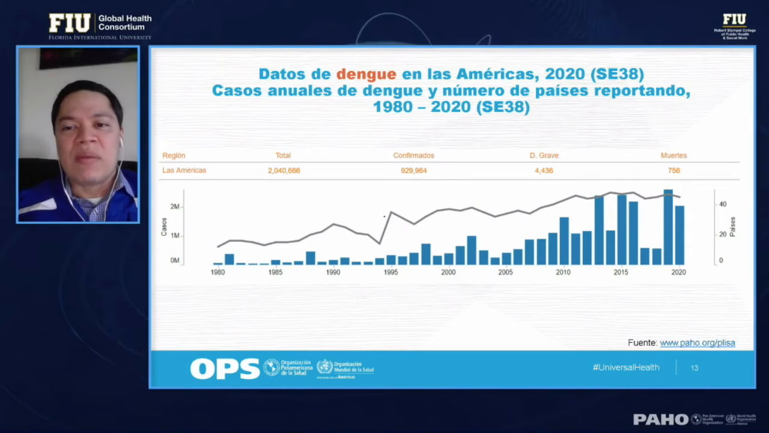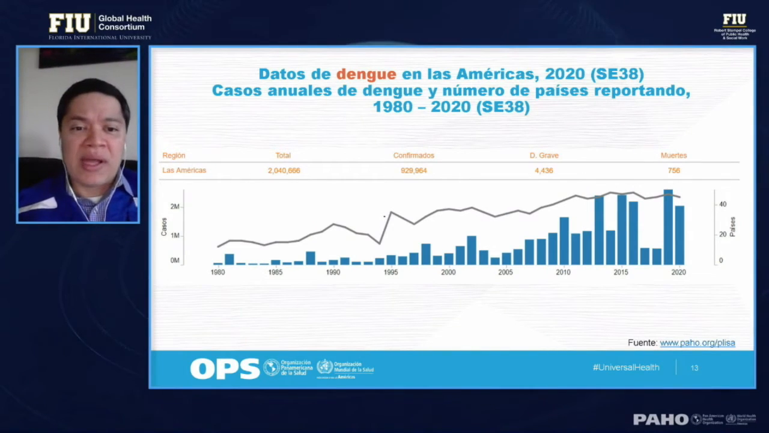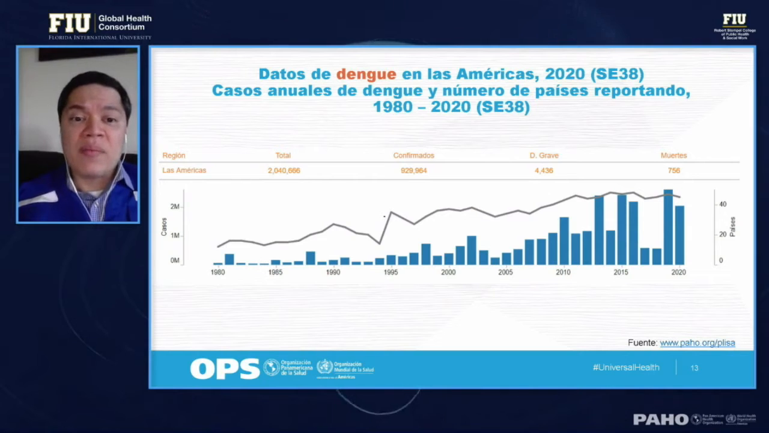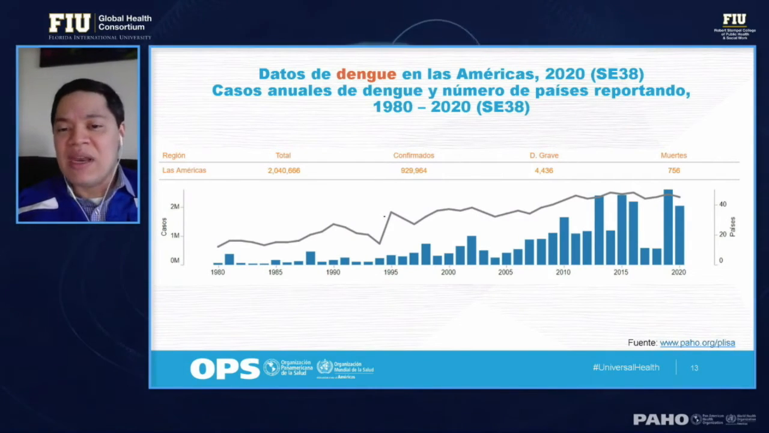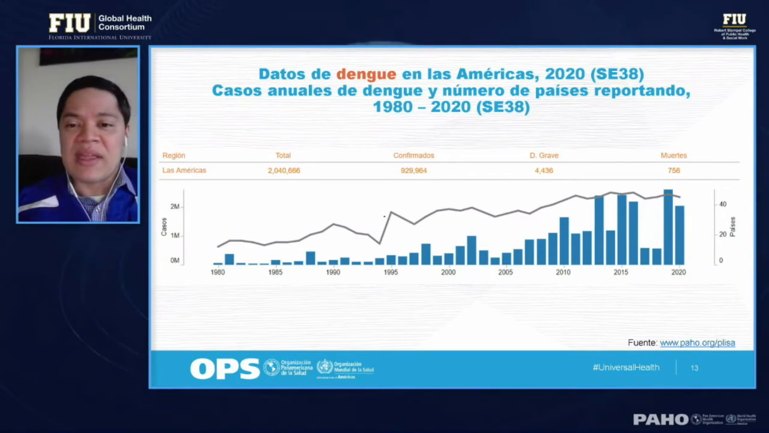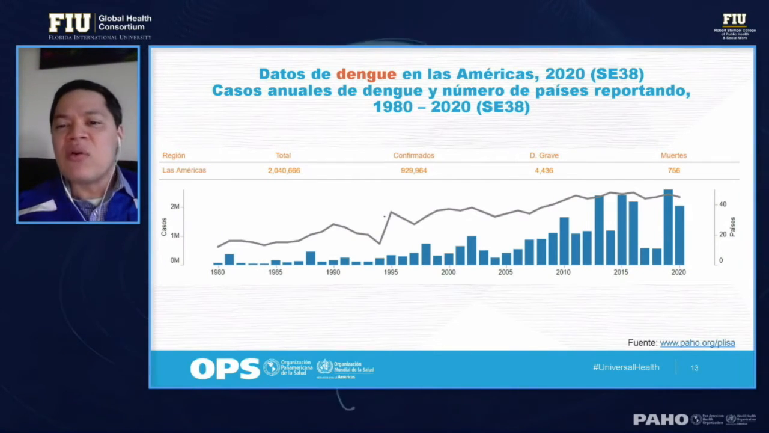Now, looking at the number of cases, how many cases do we currently have in the Americas until week 38? Slightly more than 2 million cases of dengue have been reported. Of them, 929,000 have been confirmed by laboratory tests. We have 4,400 severe cases due to the disease, and 756 deaths have occurred. Now we can look at the bar graph.